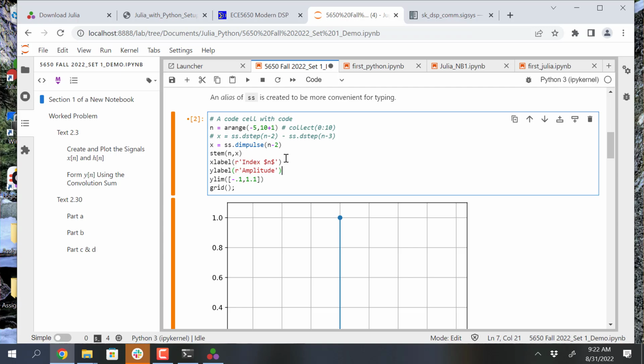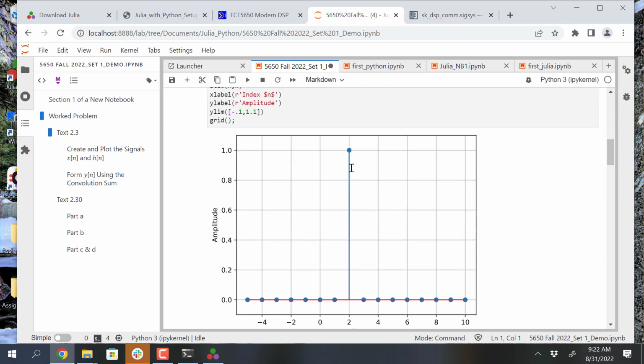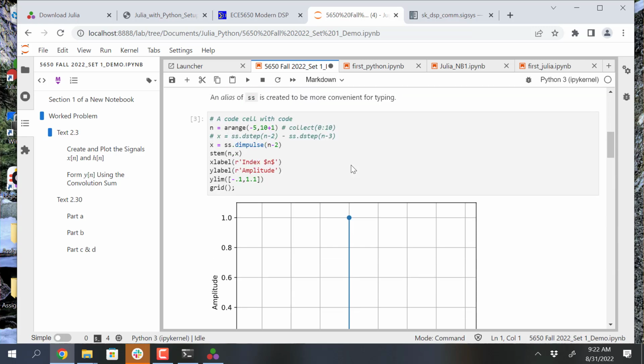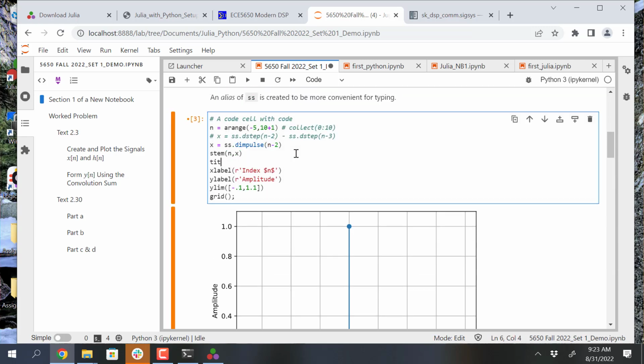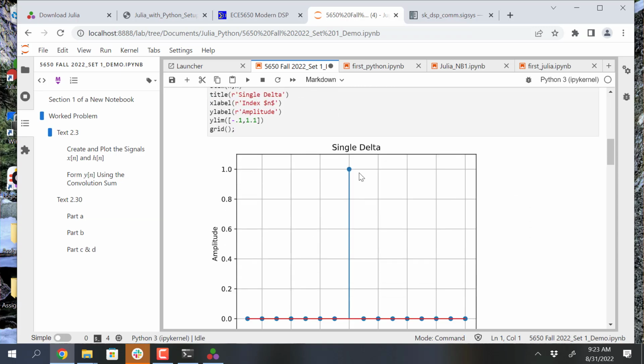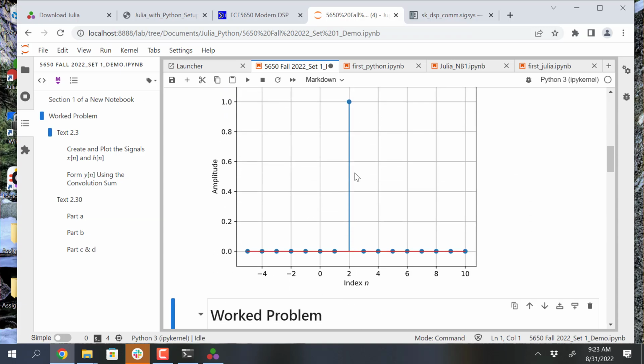Again, a single tick. And now it's there. I already turned the grid on, and I guess if I want to be complete here, I need to put a title in. Single delta is all I wanted to make out of that. So now I've got the complete graphics there.